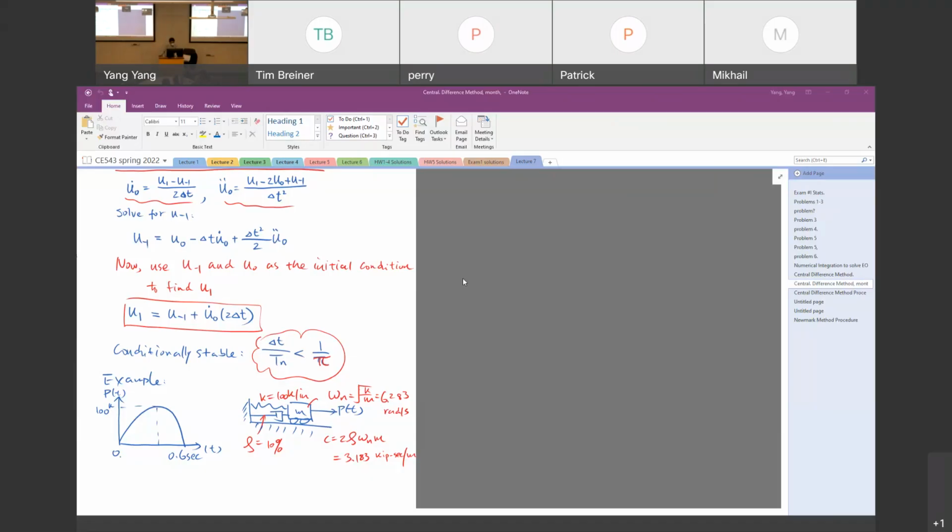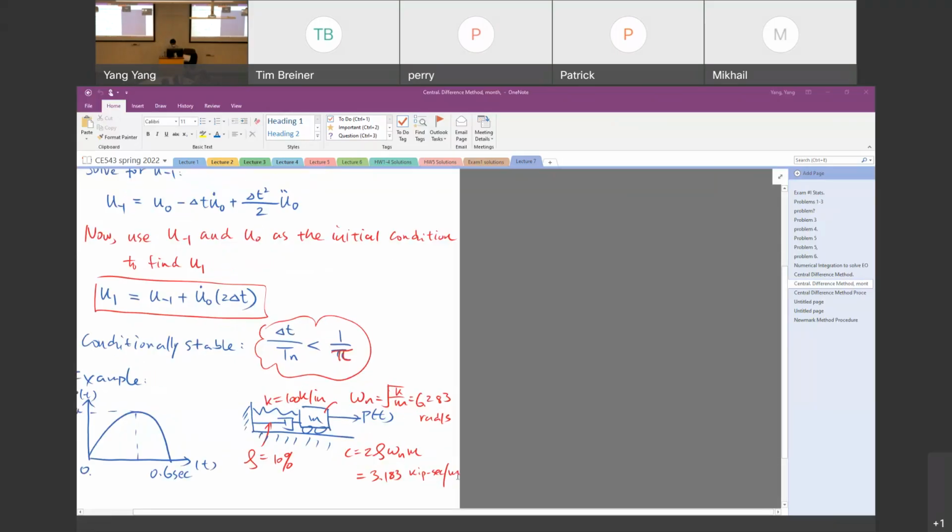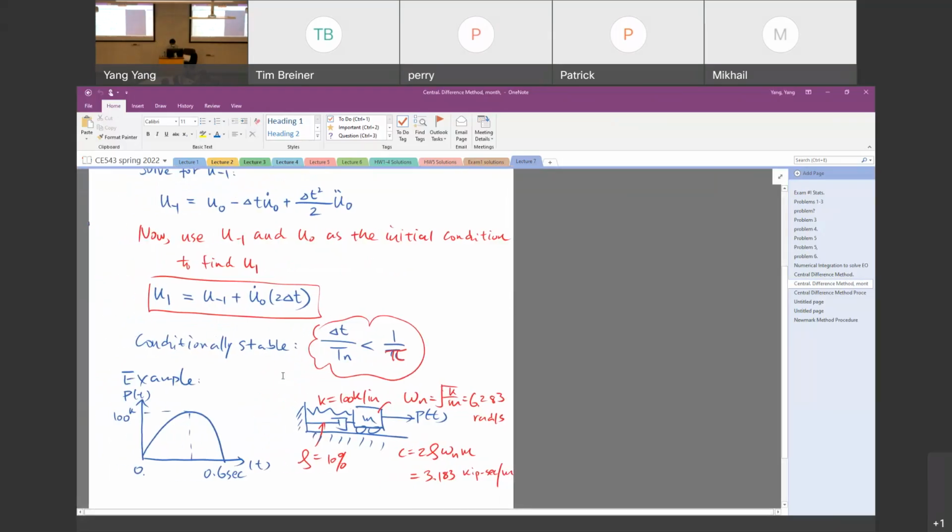stable results. But if you want to have your central difference method work stable for you, you want to make sure that the time step is small enough. It's smaller than the natural frequency of the system over pi, and it's showing on the one node on the node over here, right? In the clock mark over there.